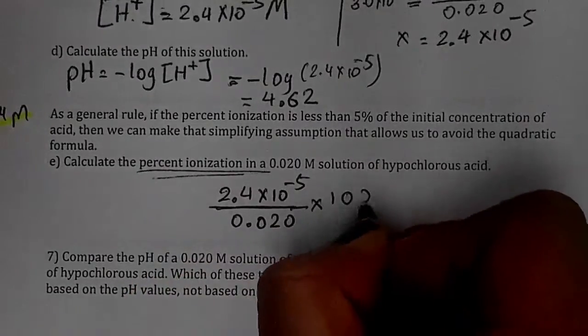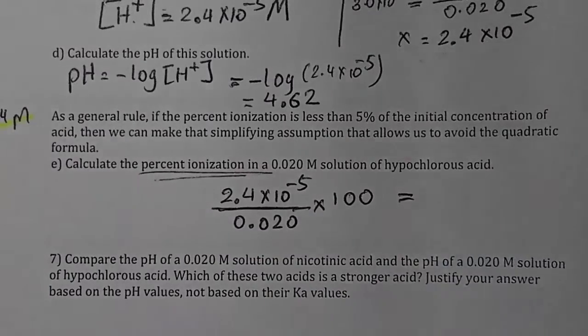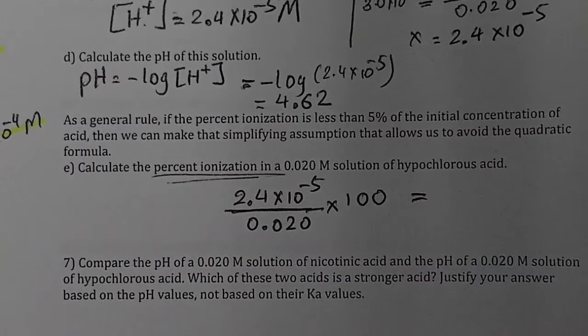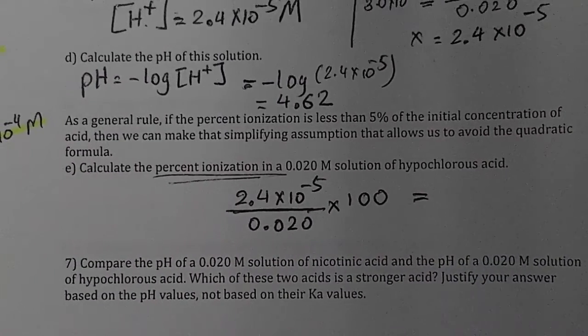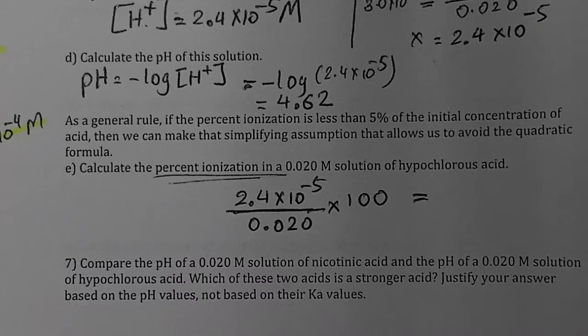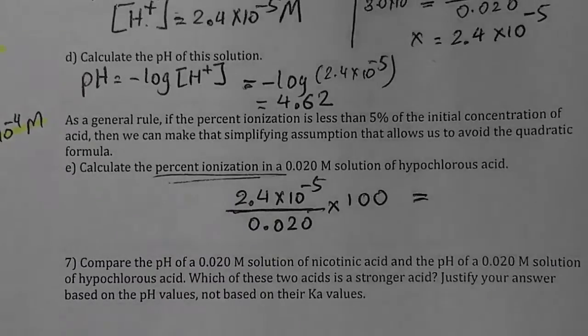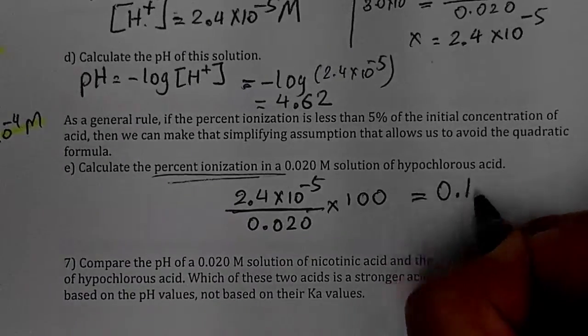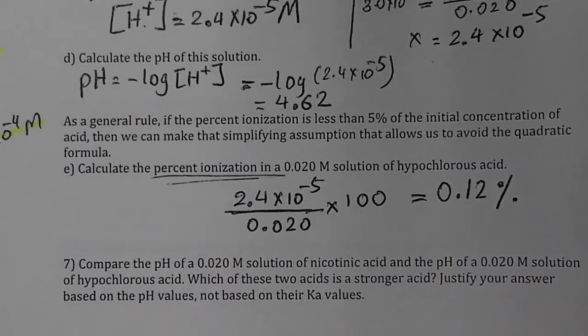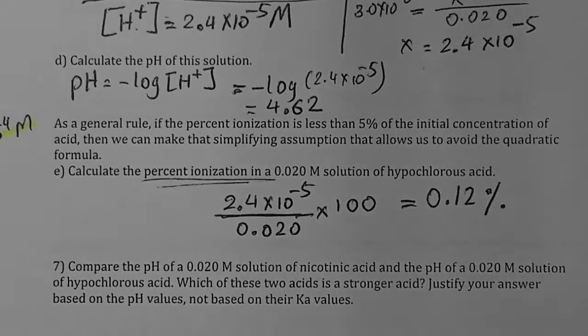Okay, let's go. What do we get? Yep, 0.12%. Very small. So that's like negligible. Exactly. That's why we can ignore that X on the bottom.